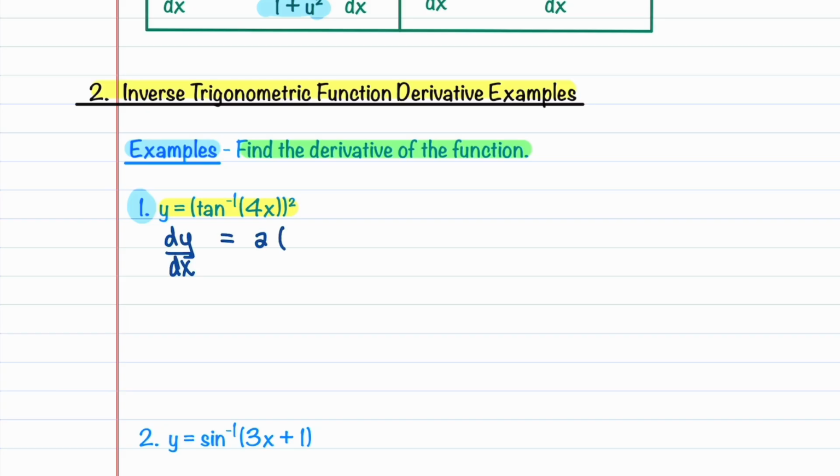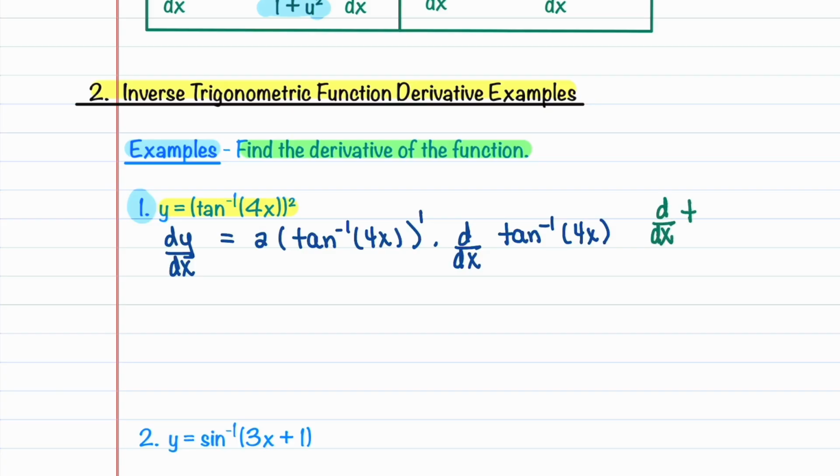So we have 2 times inverse tan of 4x to the 2 minus 1, which is just 1, times the derivative of what's inside. So let's just write down, we're going to be taking the derivative of inverse tan of 4x. Over here on the right, I'm going to write down that the derivative with respect to x of inverse tan of u is equal to du/dx on the top, and on the bottom you have a 1 plus u squared. Let's now go back to our equation and put in that formula.